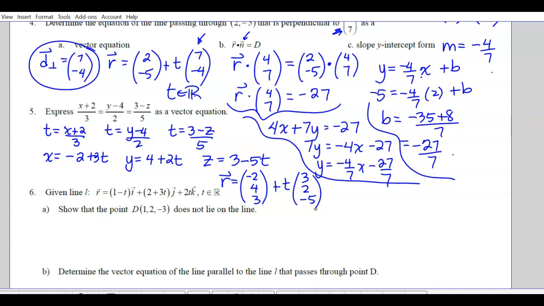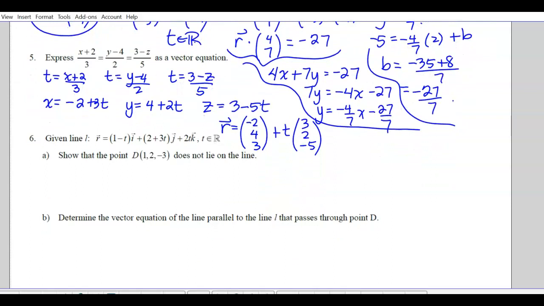Next one, we're given a line. Show that the point does not lie on the line. So you want to look at each component. Basically here, we want to see if (1, 2, -3) is equal to, and I'm going to show this line L in vector form. So I look for the constant terms, (1, 2, 0), plus t times (-1, 3, 2).